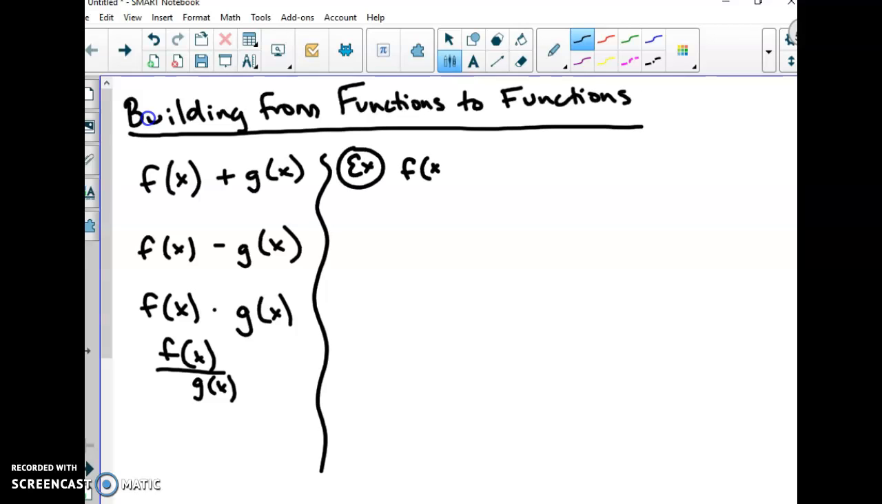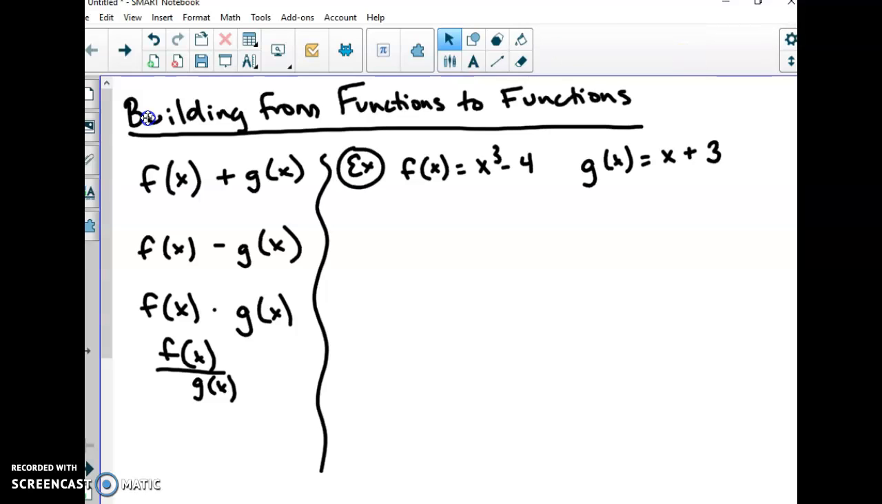So for instance, let's say f of x is x cubed minus 4. G of x is x plus 3. Okay, so I could go through and do all 4 of these options. So the first option, I'm just adding them together. All I'm really doing is combining my like terms. So that right there would be my sum.